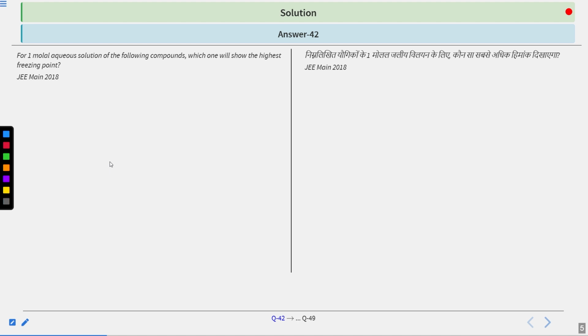So in this question, you are given a 1 molar aqueous solution of certain compounds, and you have to tell which one has the highest freezing point, right? Which one has the highest freezing point? So your correct option is D.